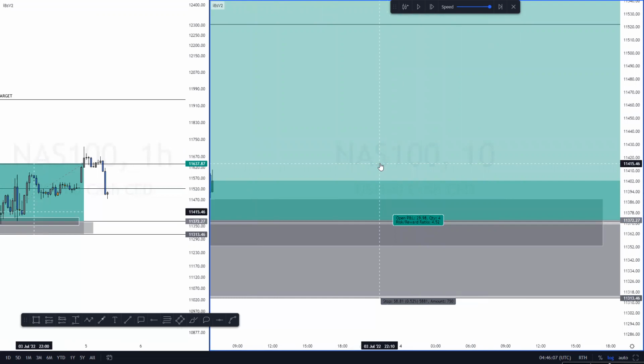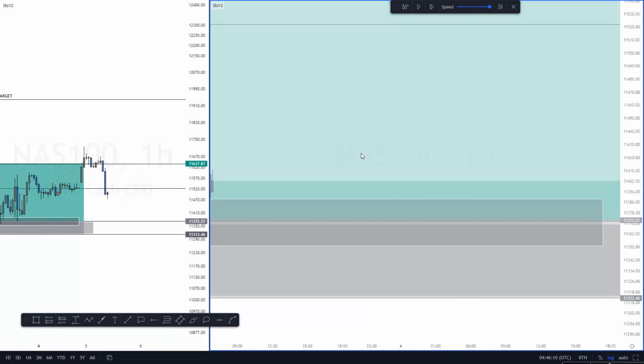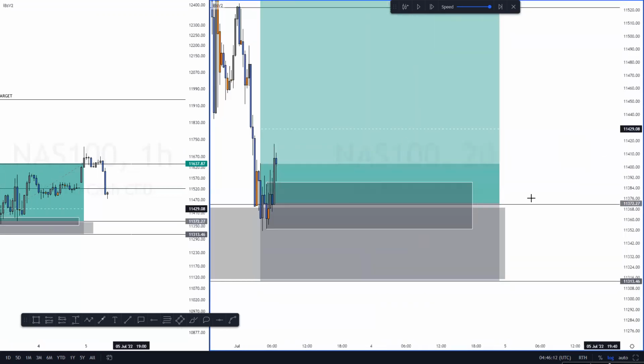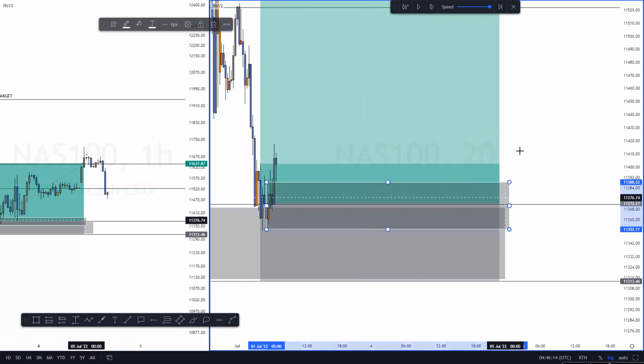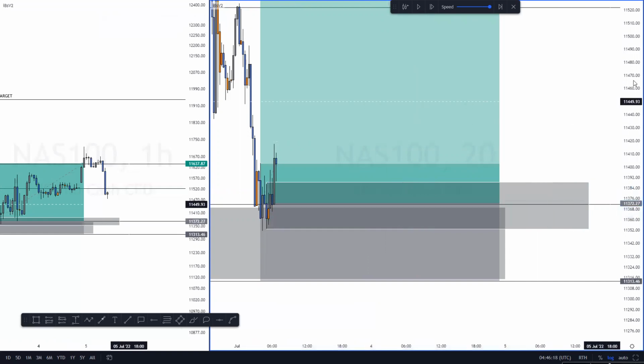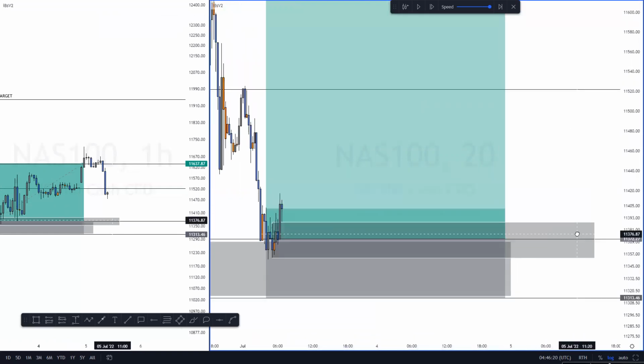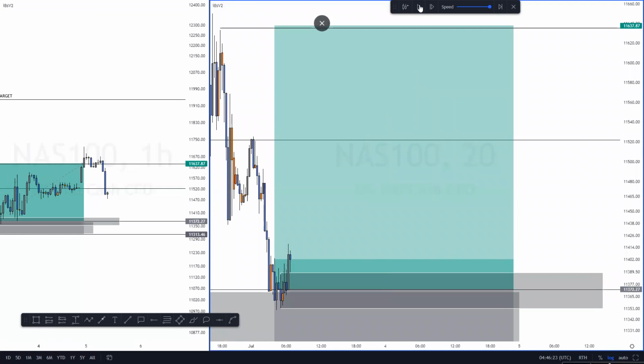So let's go to 20 minutes. Now, after the current break of market structure, I was expecting a rally back to this particular region, which it actually did.